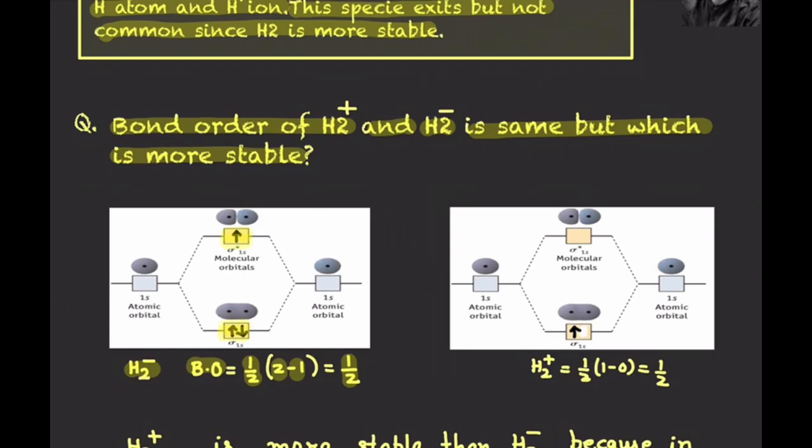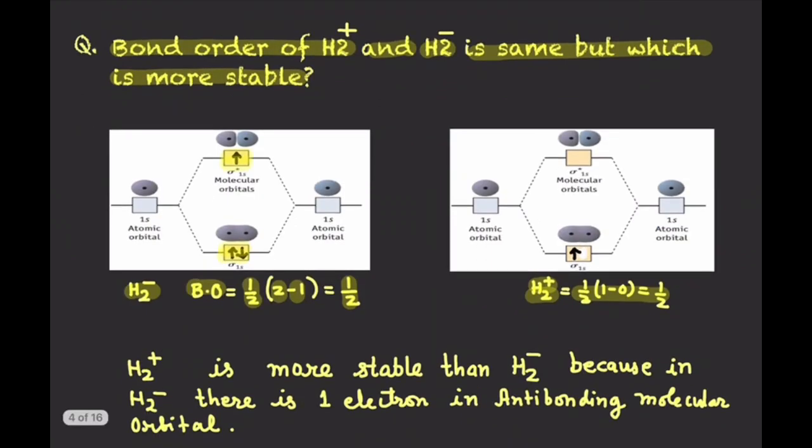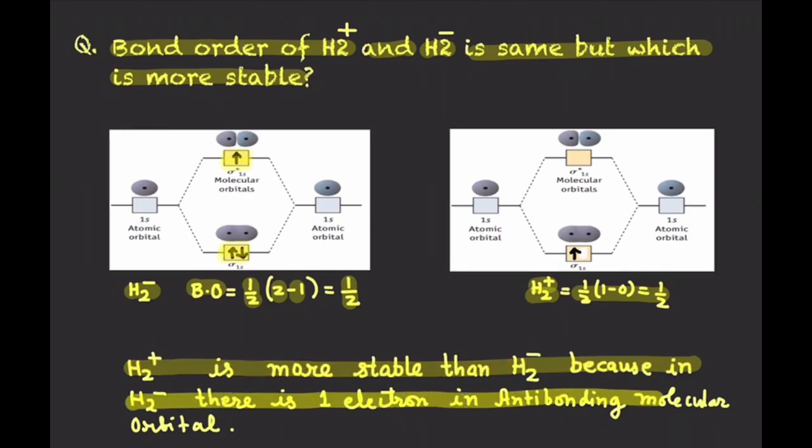In the same way, in H2 plus we have already done that its bond order is equal to half. There is no electron in anti-bonding, there is only 1 electron in bonding. So from here we are saying that anti-bonding has more energy, so the bond order is the same, but H2 plus is more stable than H2 minus, because in H2 minus there is 1 electron in the anti-bonding molecular orbital, while in case of H2 plus there is no electron in the anti-bonding molecular orbital.